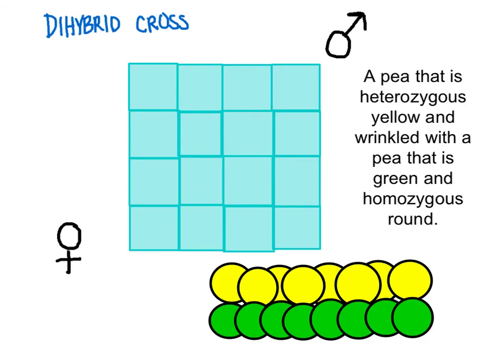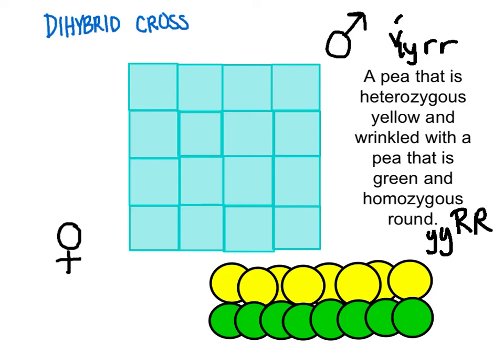For this next example, I'm going to show you another dihybrid cross. In this case, a pea is heterozygous yellow, which means it's big Y, little y, and it is wrinkled. I know wrinkled is the recessive trait, so this has to be homozygous recessive, so it's going to be little r, little r, and it's going to be crossed with a pea that is green. I know that green is the recessive trait, so in order to see a green pea, this must be homozygous recessive, so little y, little y, and it is homozygous round. So it tells us it's homozygous and it's the dominant gene, so it must be big R, big R.